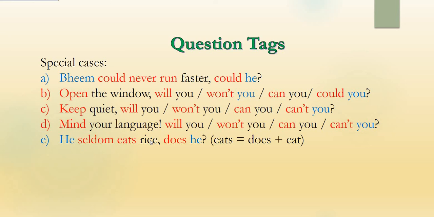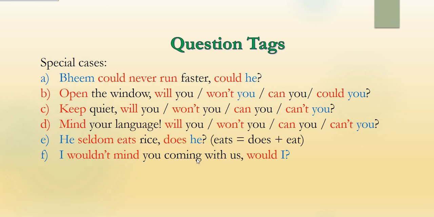He seldom eats rice. Does he? Why are we using does here? Seldom means little to none. So, in this scenario, we can consider this as none. Based on that fact, we convert the question tag as does he, because seldom is not, never, no, and eats is broken up into does plus eat. So, we use does he. I wouldn't mind you coming with us, would I?